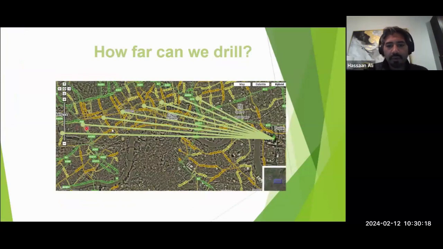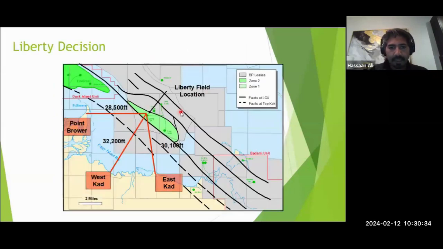This is just an example for you to appreciate how advanced the technology is, that your rig can be positioned over here and it will drill horizontal wells which are at a much bigger distance to each other. This is just an example of one of the developments that BP did in Foggy Island. Your rig was positioned over here, and you can see that this well is around 30,000 feet. This is 32,000 feet, and this is 28,000 feet from your rig location.